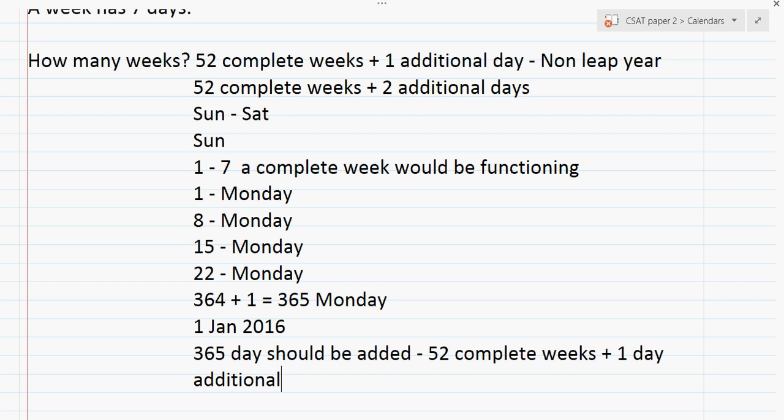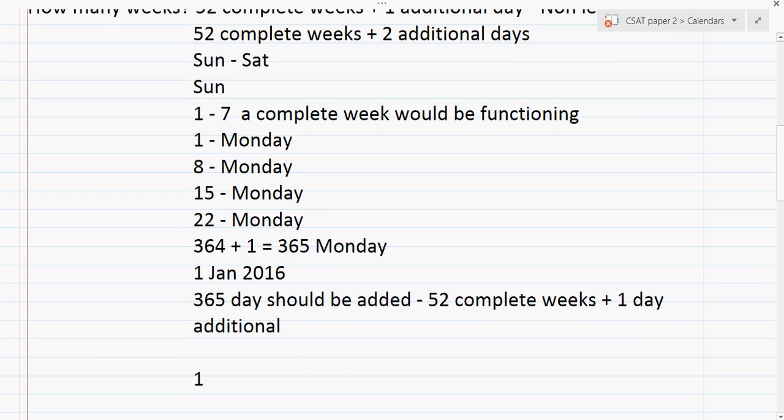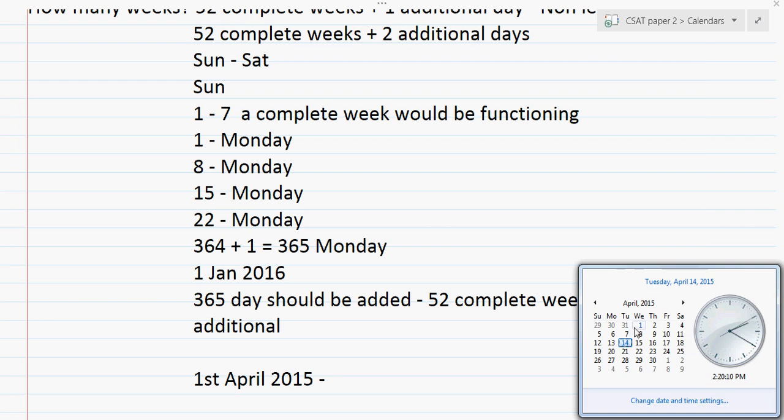52 complete weeks means again our cycle would start, but 1 day is added to that cycle, which means earlier if it was Monday, now it should be Tuesday, or earlier if it was Thursday, now it should be Friday, right? Now what we have seen before was 1st April 2015, right? Let's see again. It was Wednesday, right?